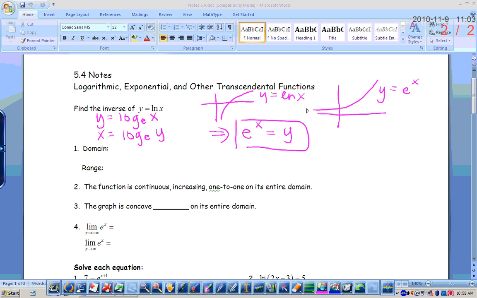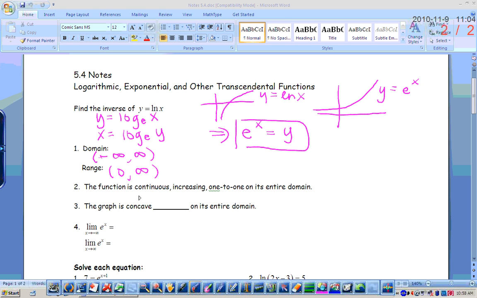What is the domain of e to the x? All real numbers, right. And what's the range? Good, 0 to infinity, which is just the opposite of the domain and range of ln x. The domain of ln x was 0 to infinity, and the range was negative infinity to infinity, which makes sense if you're just flipping your x's and y's. That's kind of a shortcut to saying you're flipping the domain and the range.